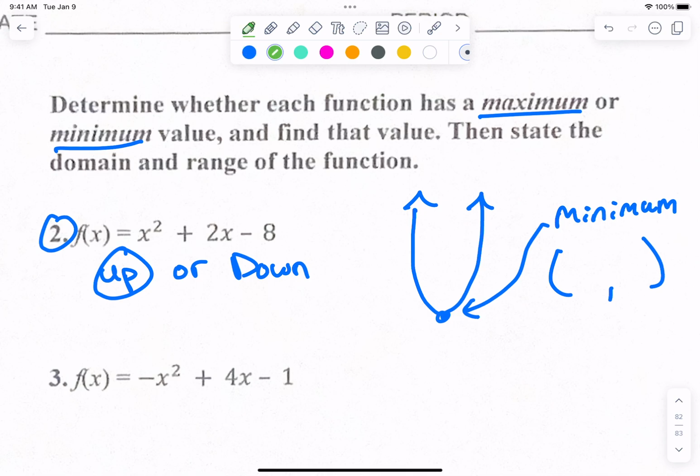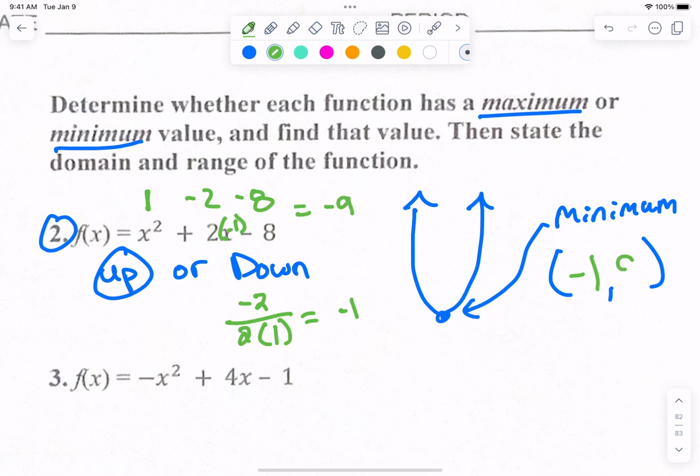Okay? All right, let's do negative b over 2a. What's negative b? Negative 2 over 2 times what's a? 1. Okay? So that will be negative 1. Negative 1 comma something. All right? Let's plug the negative 1 in. What's negative 1 squared? 1. Negative 1 squared is 1. Plus what's 2 times negative 1? Negative 2 minus 8. 1 minus 2 minus 8. Negative 9. So negative 1, negative 9.